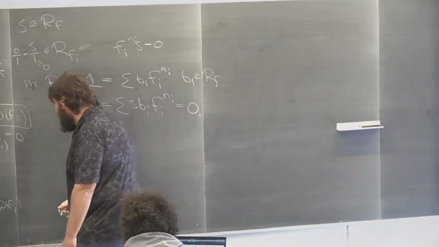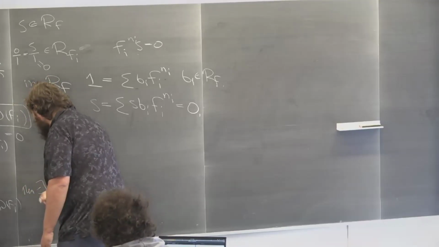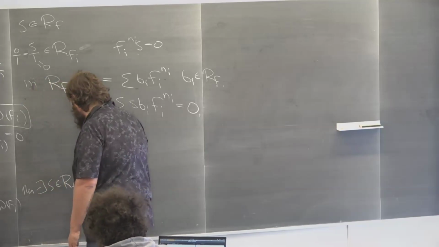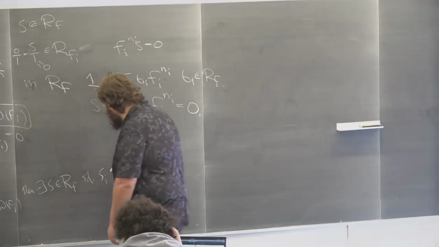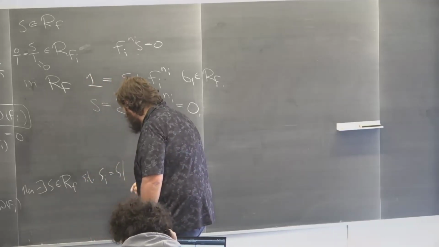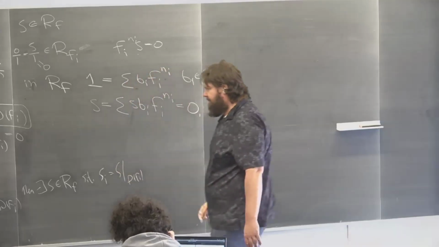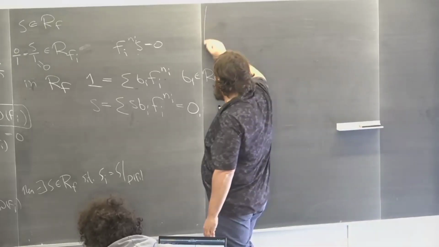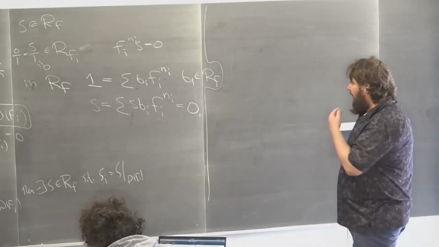I didn't finish my sentence here. Such that then there exists S in R of F such that my SIs are restricted to D of Fi. Okay.